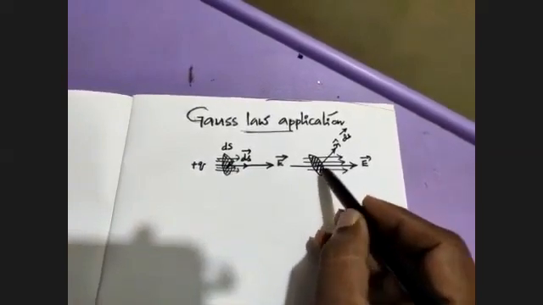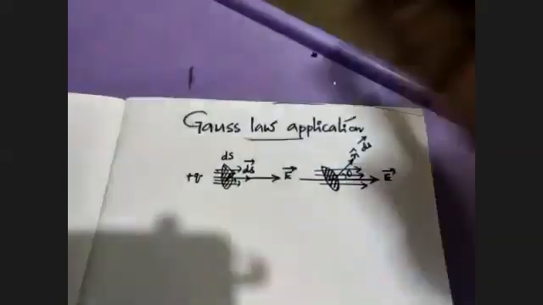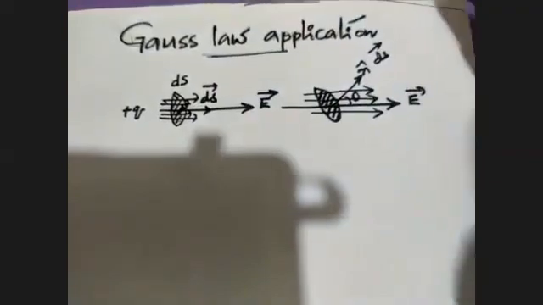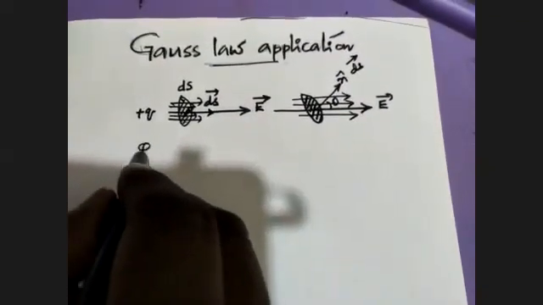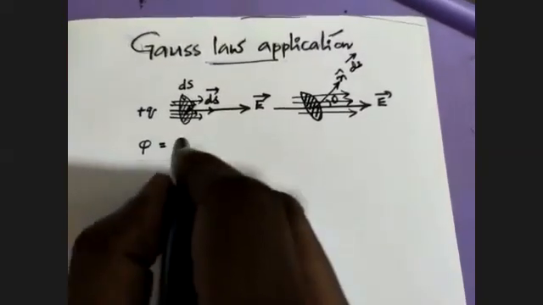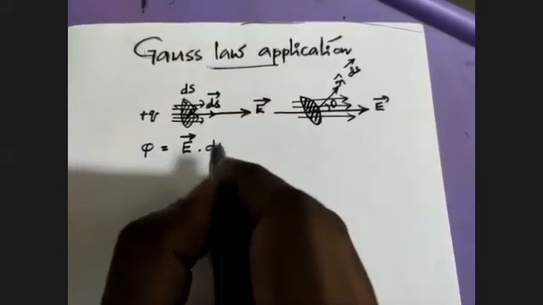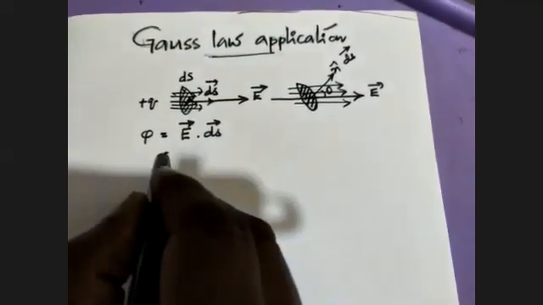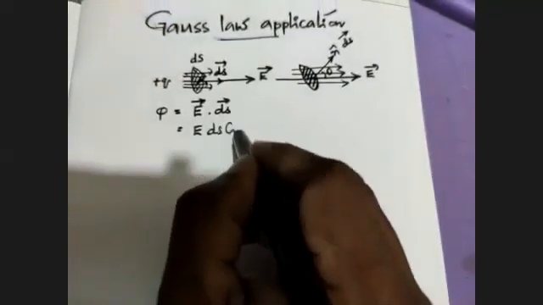That's why the angle theta is there. The direction of this area, the surface, is in this direction. The surface direction is this, so the area also we have to take in this direction. That's why the general formula to calculate the flux is the dot product of the electric field and this areal vector. You know the dot product definition: E ds cos theta.